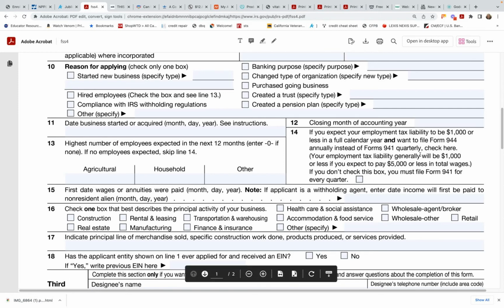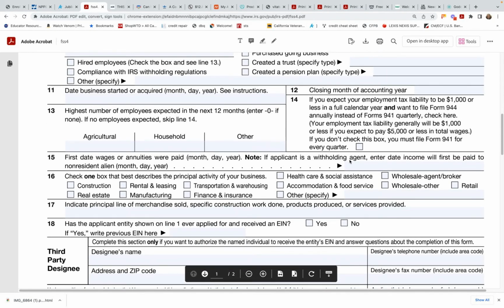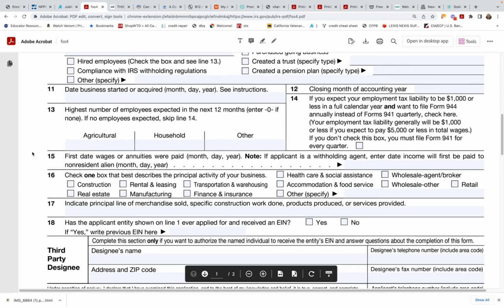We do not operate on the same type of calendar that the government does because we are not given funds from anybody else. We're given funds from our customers. So we usually do January through December. Okay. Remember, we were talking about employees. 13, I'm going to skip. But this is basically where you would put the information for your employees. A lot of y'all are not even going to do that.